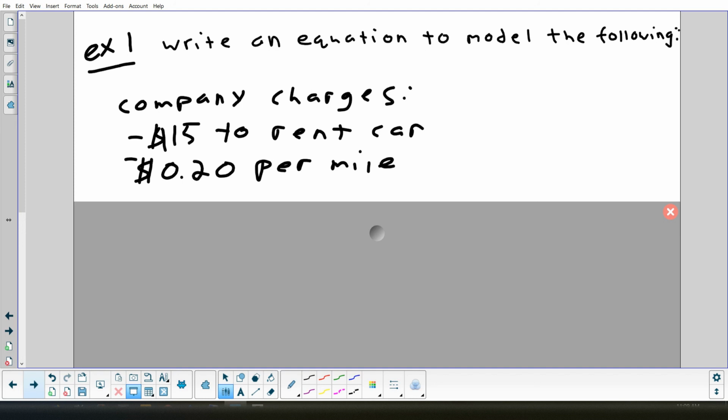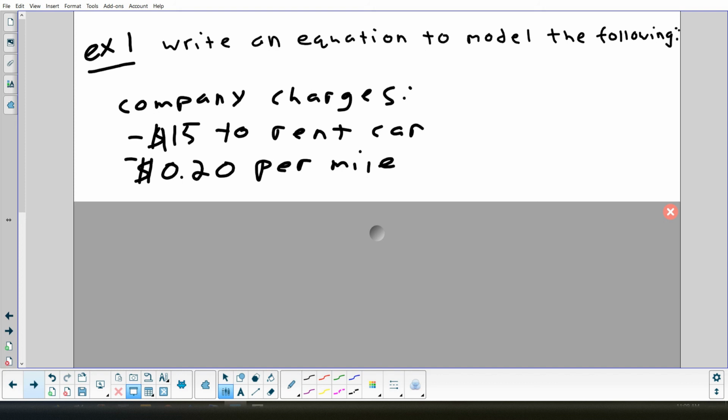Equations have numbers, but equations also have what? Variables. How many variables do you think this equation is going to need? Yep. Two, one for the total and then one for the amount of miles. Right, there's going to be two variables. One variable is going to be the total money you spend. The other one is how many miles you drive.